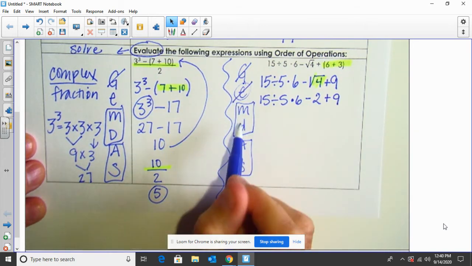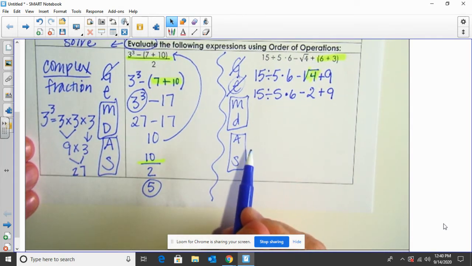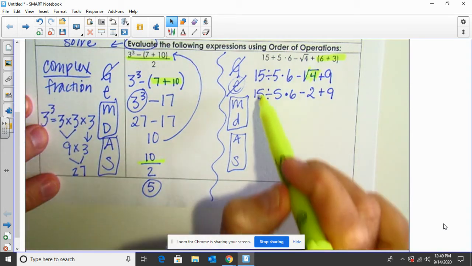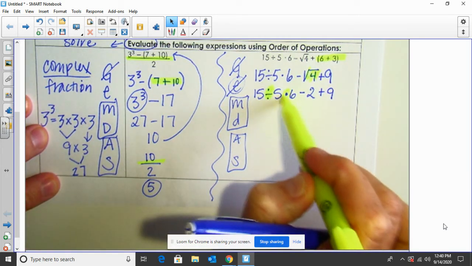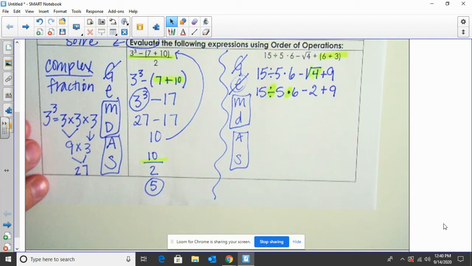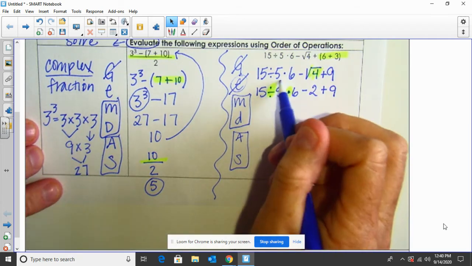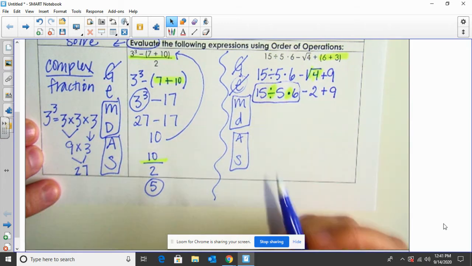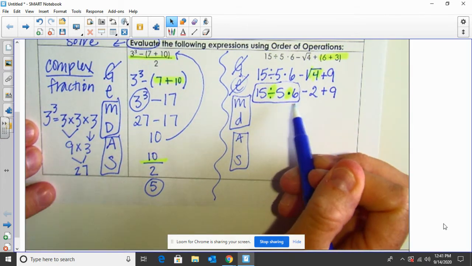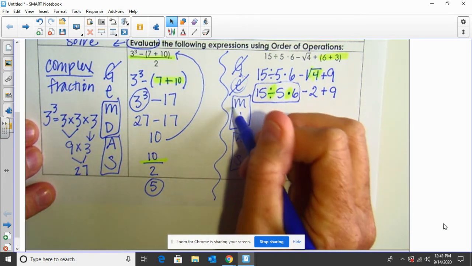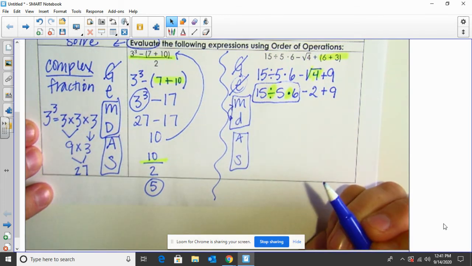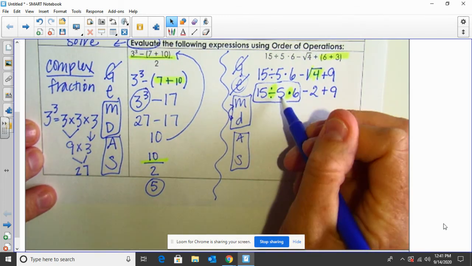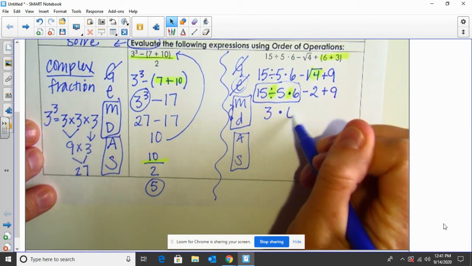Now I look for multiply and divide, and they have to go left to right. So look, I see divide and I see multiply. Common mistake is people want to multiply first, but they are a group. So in this situation, you would have to divide before you multiply. 15 divided by 5, because remember, these guys, they're a partnership, right? 15 divided by 5 is 3. Now I'm bringing down the rest.